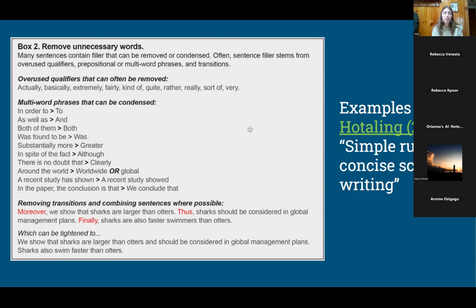Okay, and then some examples here we can look at together. So this person wrote, "Moreover, we show that sharks are larger than otters. Thus, sharks should be considered in global management plans. Finally, sharks are also faster swimmers than otters." Okay, that can certainly be tightened up, right? "We show that sharks are larger than otters and should be considered in global management plans. Sharks also swim faster than otters."